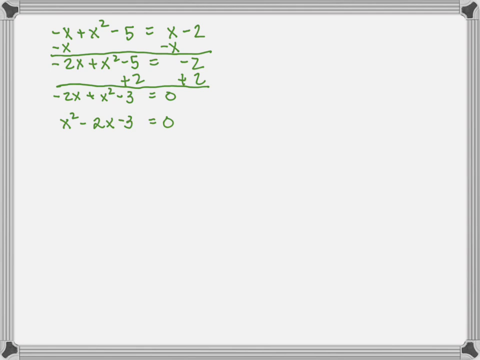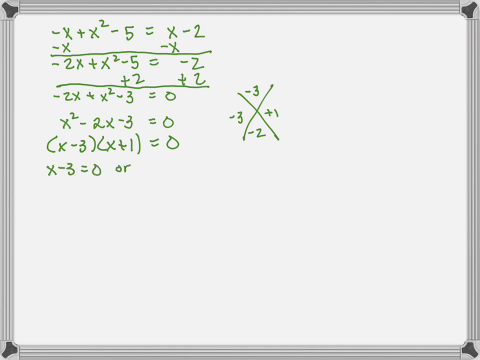And this is quadratic, and this should factor. So we're looking for two numbers that multiply to negative 3 and add to negative 2. Negative 3 and positive 1 will work. So I can factor my quadratic to x minus 3 times x plus 1. I can use the zero product property and set x minus 3 equal to 0 and x plus 1 equal to 0. Add 3 to both sides on the first equation and get x equals 3. Subtract 1 from both sides in the second equation and get x equals negative 1.